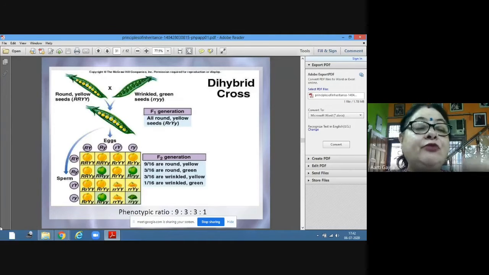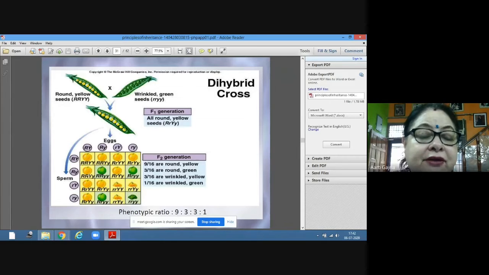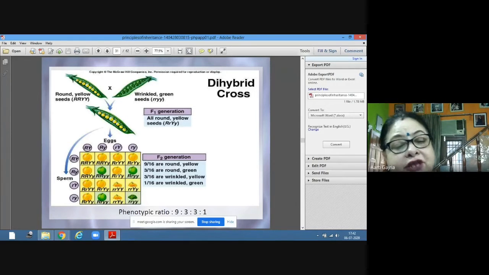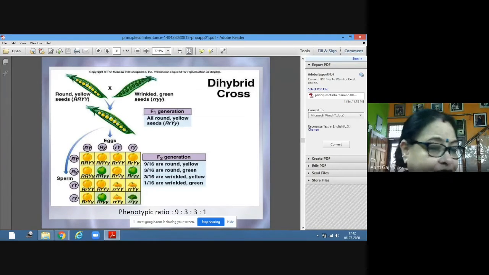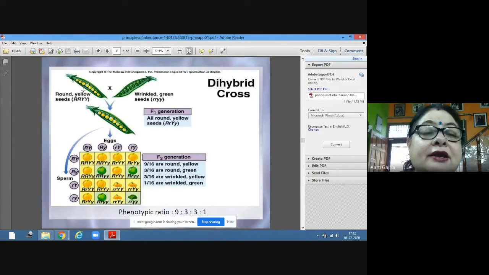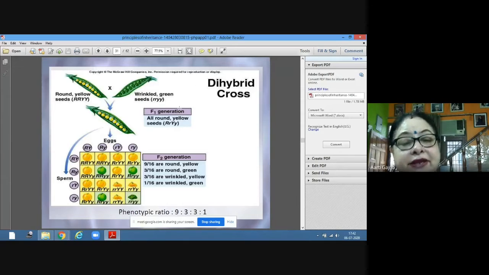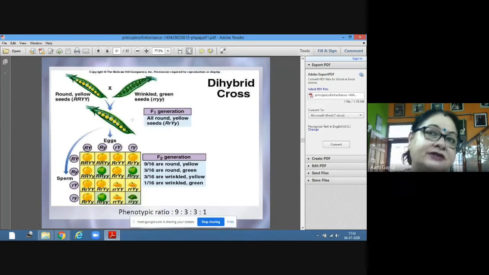Here we have taken both round and yellow, but the result shows that the round and wrinkled ratio is 3:1 only in the F2 generation. Similarly, the yellow and green ratio is also 3:1. So this result proves that when we are considering two traits, they are not depending on each other.